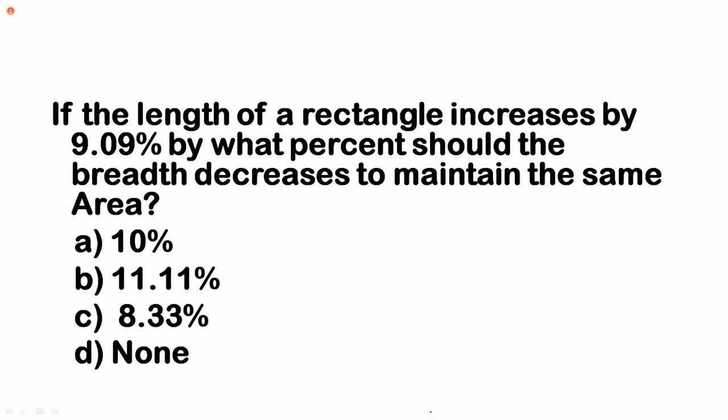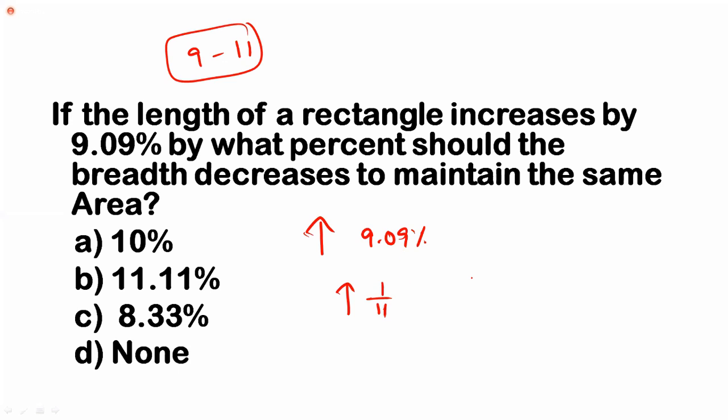What is 9.09? So length is increased by 9.09. We should understand what the 9.09 value is. 9.09 means we can say 9 and 11 are having a relation. If numerator is 9, denominator is 11. 1 by 11 is an increase.